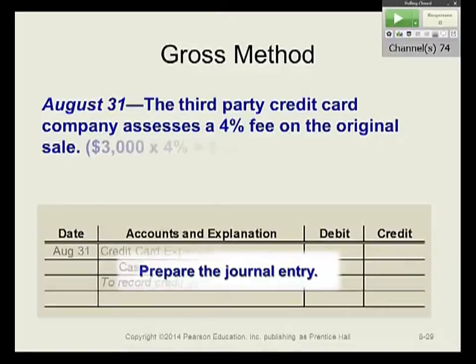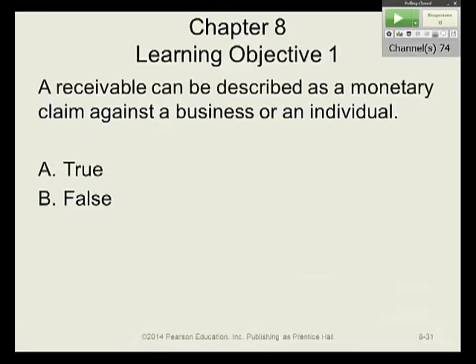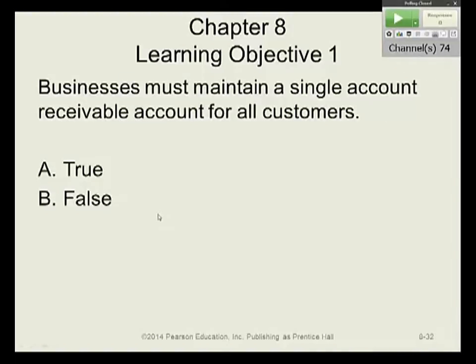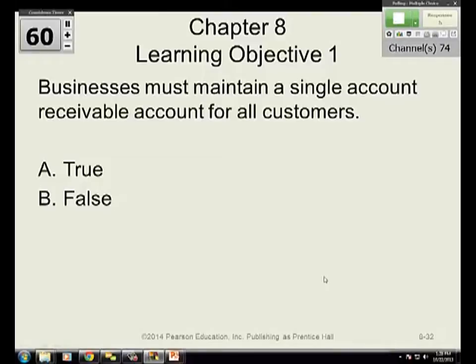Okay. All right. So just a couple for you now. The first one, I'm going to do this one, of course. This answer is true. This is just a definition. All right, so don't forget we're on 74 now. The answer is true there. Okay, let's do the next one. In the next question, it says businesses must maintain a single accounts receivable account for all customers.